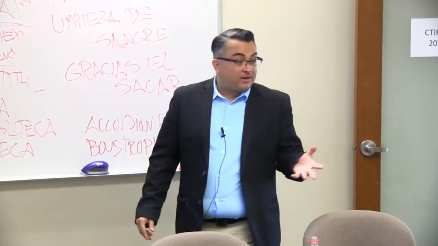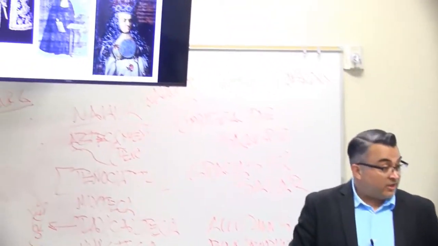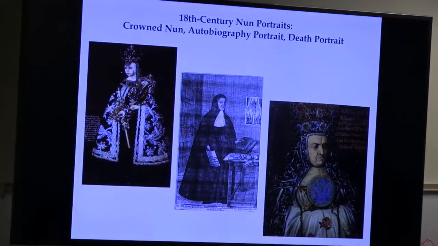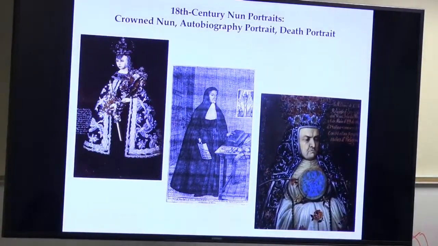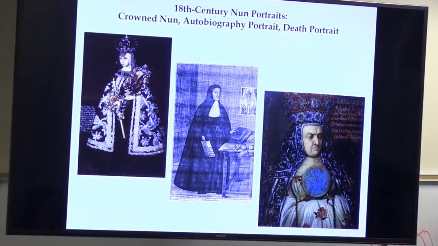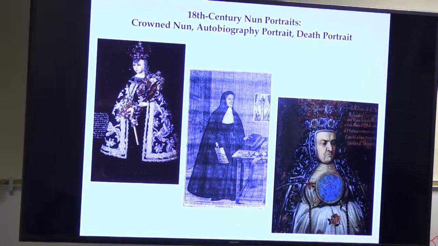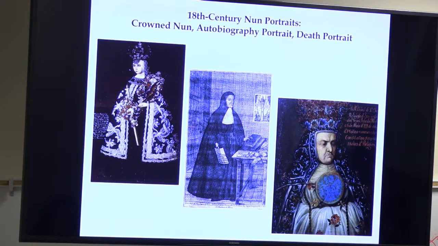In New Spain, a genre of painting that's unique, also like castas, are nun portraits. Nun portraits seem to really develop in the 18th century, and it's very particular to New Spain. We don't see this anywhere else. And I'm showing you the three types of nun portraits. The one on the left is a portrait of a young woman about to enter the convent. Okay, she's a novitiate. She's a bride of Christ. She's dressed like a bride of Christ. She's dressed in the outfit of her convent.